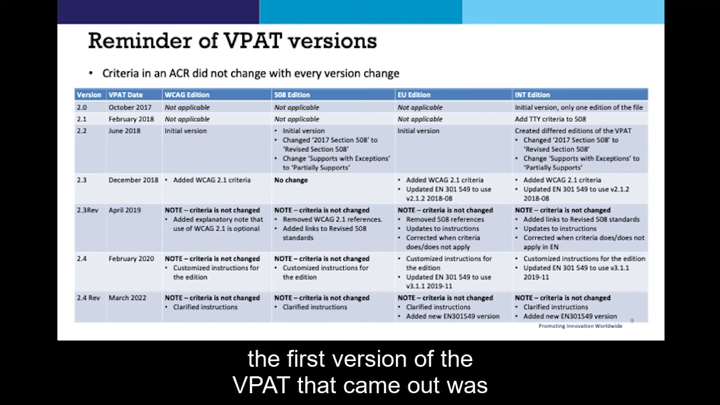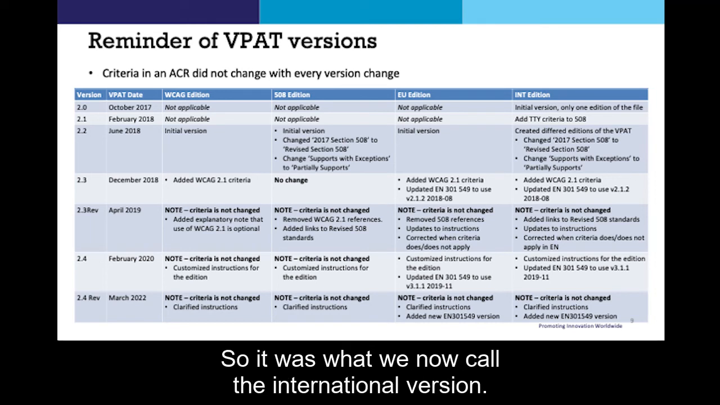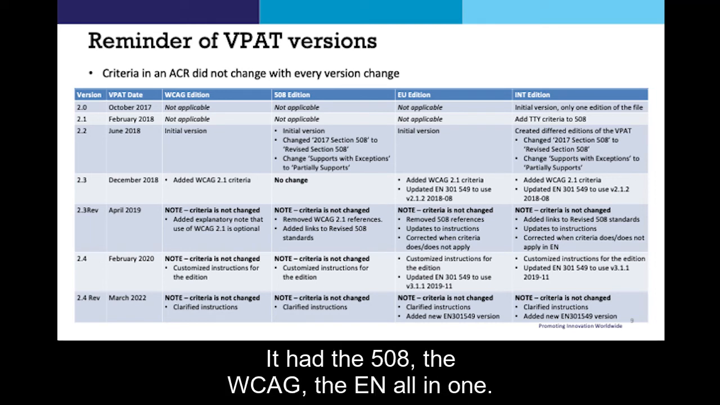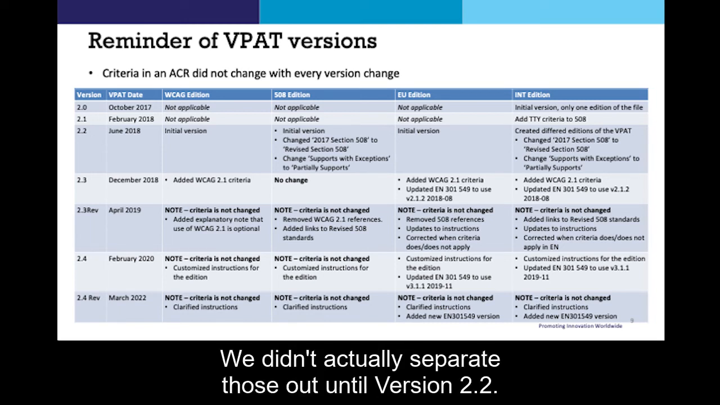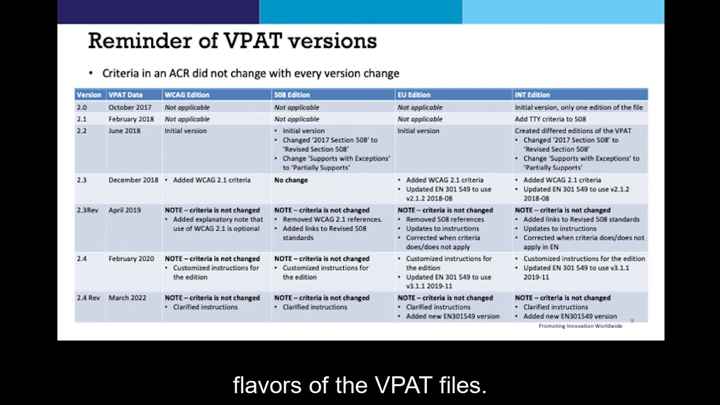I'm not going to read this slide in great detail, but the things I want to flag is, the first version of the VPAT that came out was version 2.0, and we had it as just one file. So it was what we now call the international version. It had the 508, the WCAG, the EN all in one. We didn't actually separate those out until version 2.2. So from 2.2 forward, there's the 4 different flavors of the VPAT files.